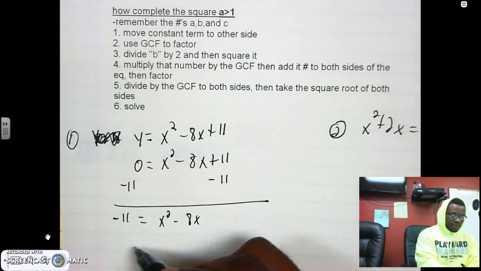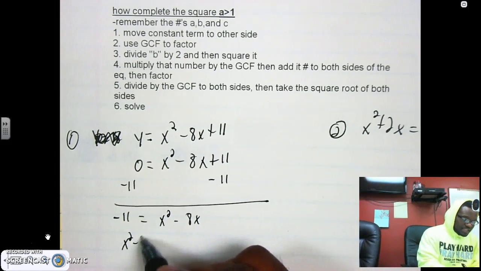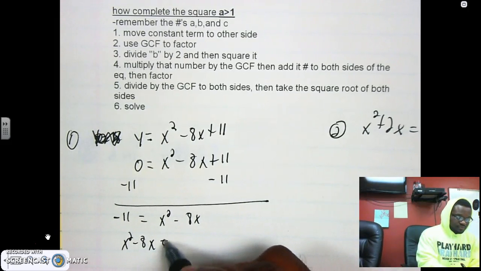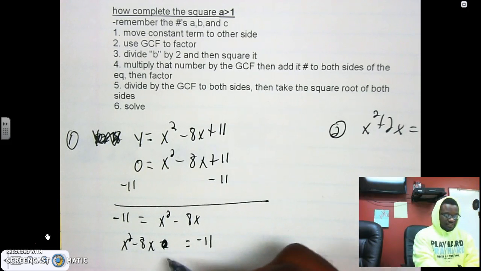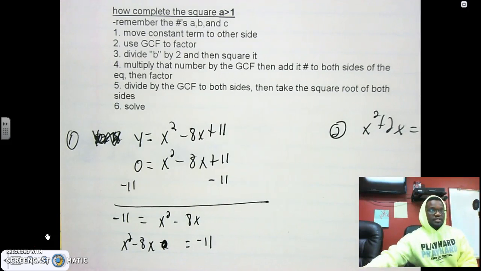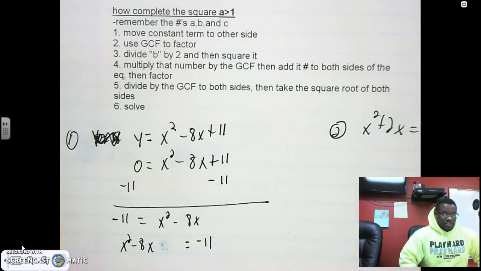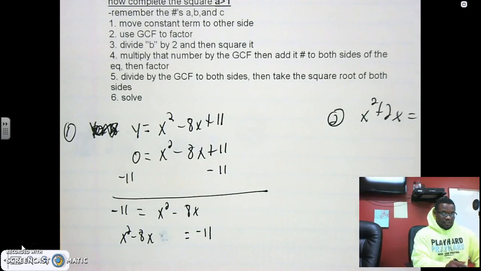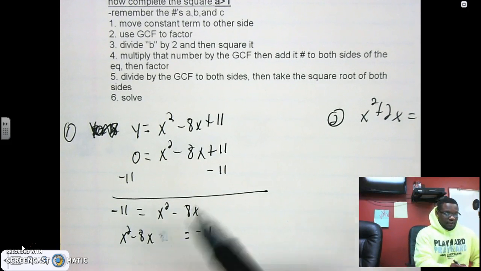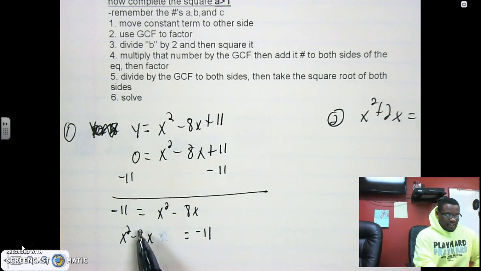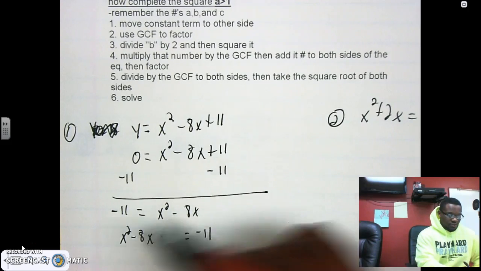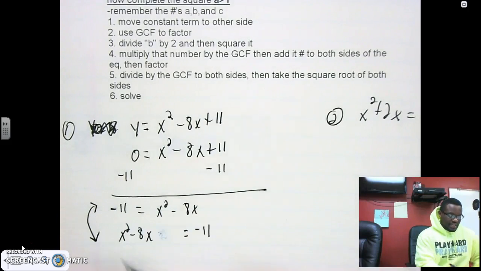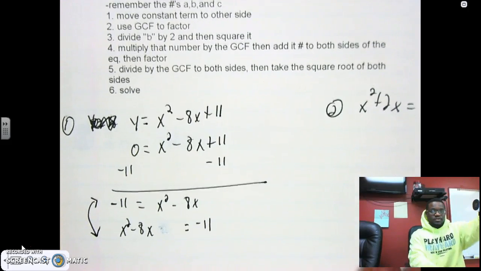If I rewrote it the other way, I would say x squared minus 8x equals negative 11. I would leave a space right there, of which there is no space, but through the magic of TV, we have fixed our little boo-boo. I would always leave a space before the equal sign whenever I'm completing a square. Originally, I had it written like this. You don't have to switch it around, guys. It's okay to keep it either way. I'm just showing you both ways so you don't be confused.